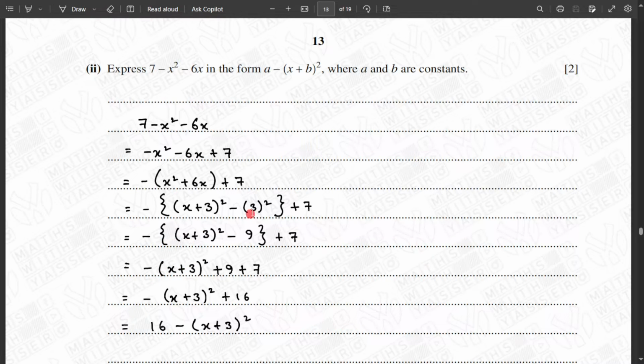So now since we are done with the squaring, we can take away the brackets outside and multiply with negative with all the elements inside. So minus times (x plus 3) whole square will be minus (x plus 3) whole square, and minus minus will become plus, and this is 9 plus 7. So minus (x plus 3) whole square plus 9 plus 7 is 16. Or we can write it as 16 minus (x plus 3) whole square. So now you can see that it has taken the form of this equation. So therefore, we can also understand that a is 16 and b is 3.